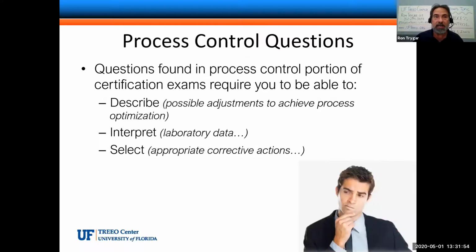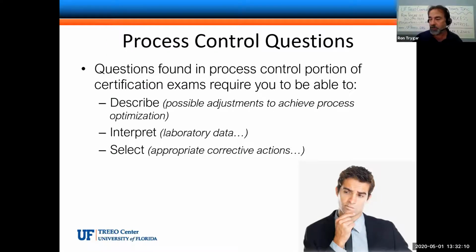Well, don't forget, anytime you come across a question on process control or wanting you to solve a problem, or they give you a scenario and you have to come up with a solution, you're going to need to be able to critically think through some things like describe.